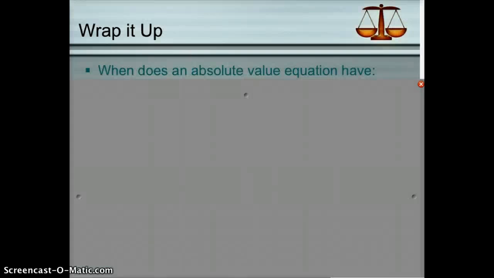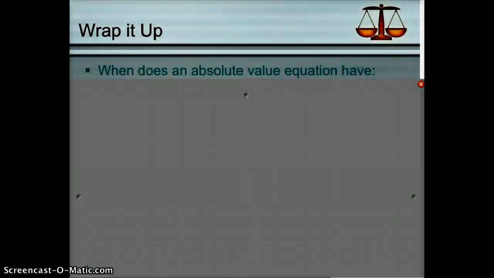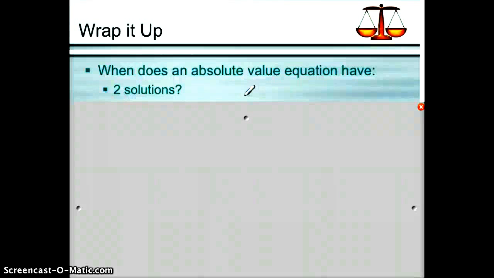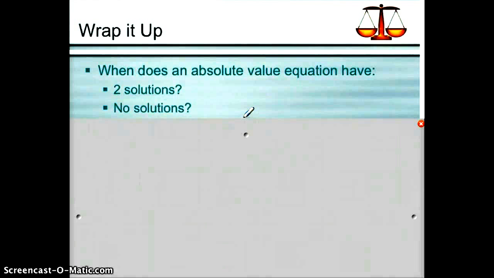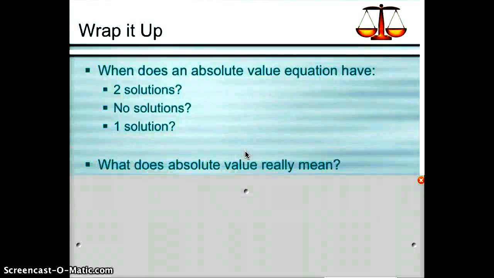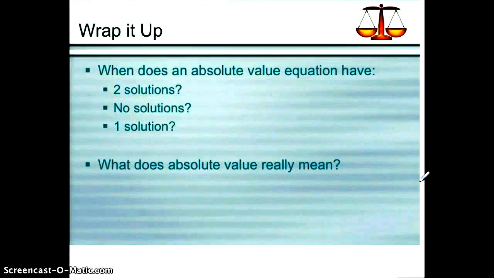Okay, your job is to come back into class and tell me this. So let's see how many of you remember. I bet it's going to be the 3 girls again. Come on, boys. When does an absolute value equation have two solutions? So what type of absolute value equation would result in two solutions? What type would result in no solutions? And what type do you think would result in one solution? And also, if you can tell me, what does absolute value really mean? Tell me those answers and I will love you forever.